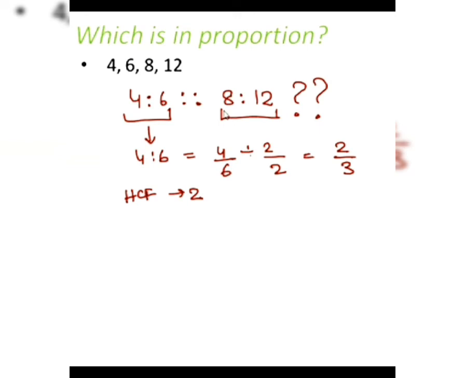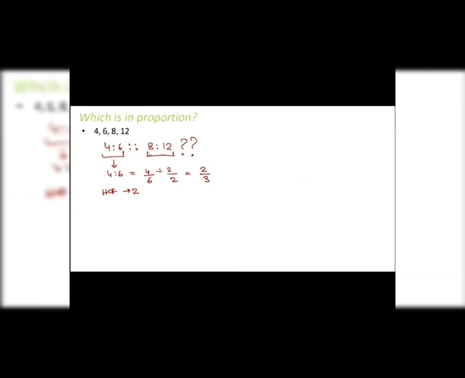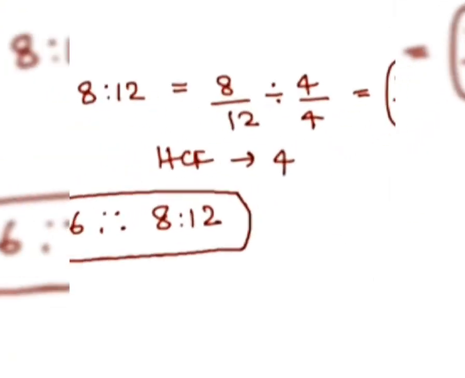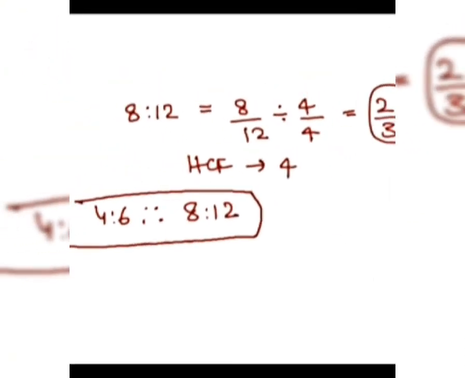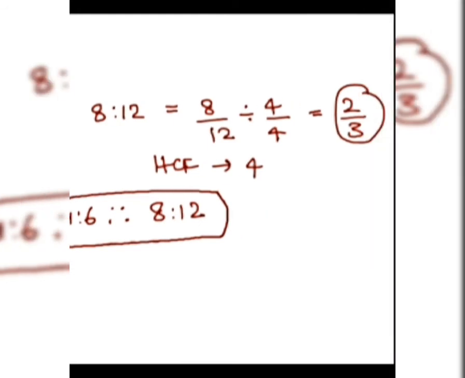Similarly, we will find the value of 8 is to 12, okay? Now what is 8 is to 12? It's nothing but 8 by 12. Again, we will find the HCF of 8 and 12, and that is 4. I will divide it by 4. I will get 2 by 3, right?